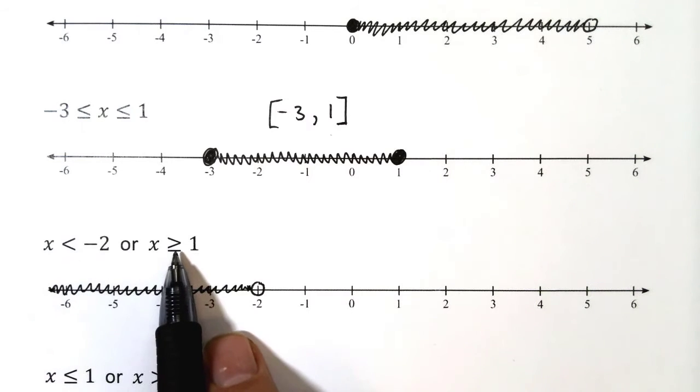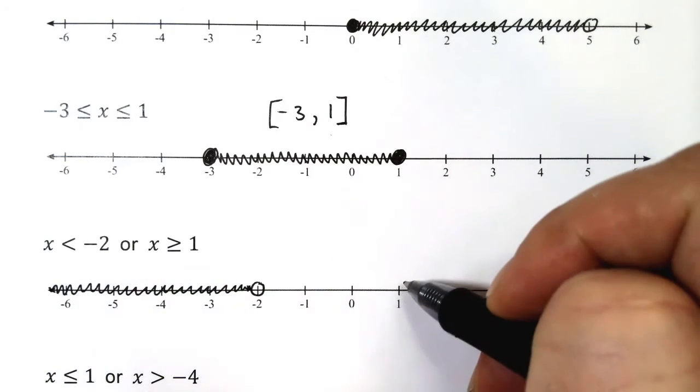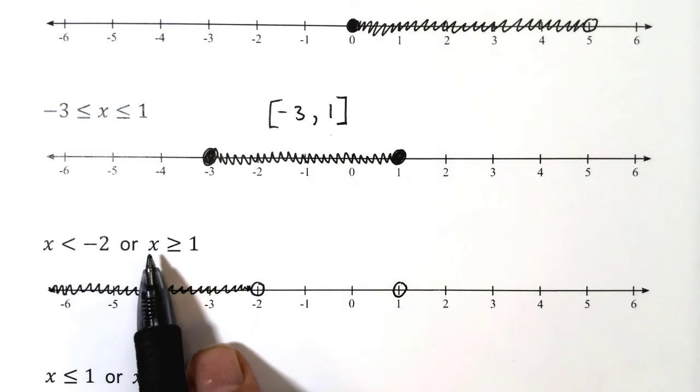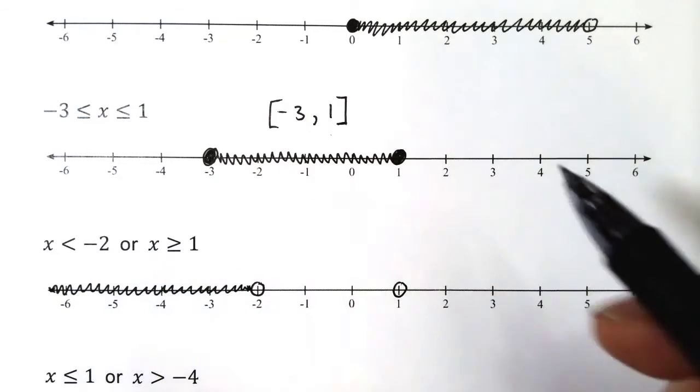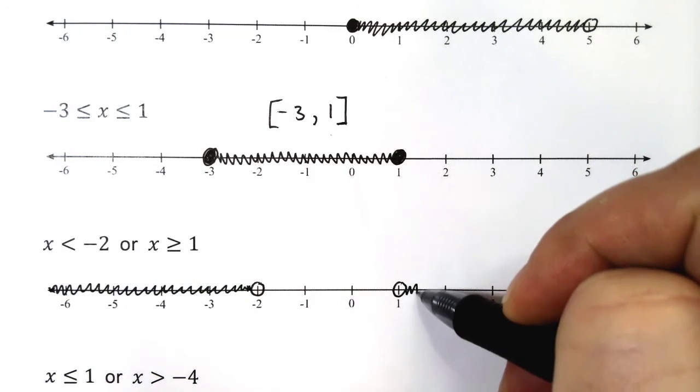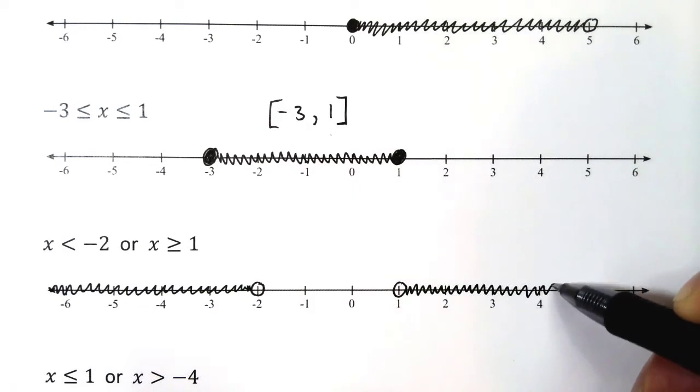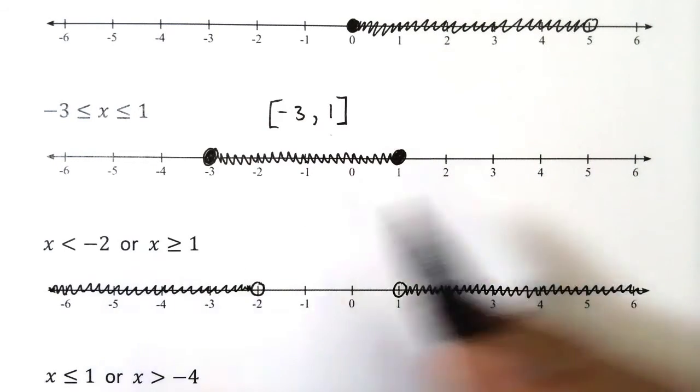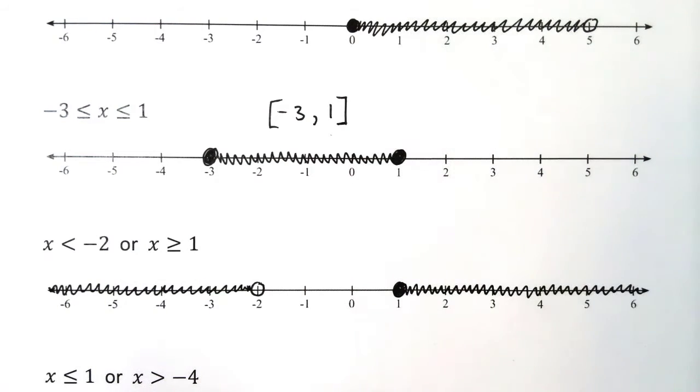And then what does it mean for x to be greater than or equal to 1? Well, that means that x is to the right of positive 1. So I shade to the right. It could equal 1, so I fill that in.